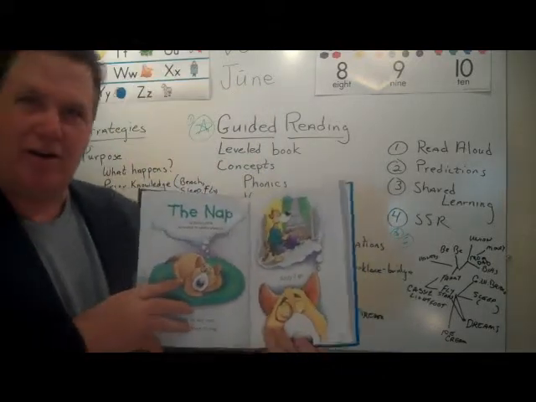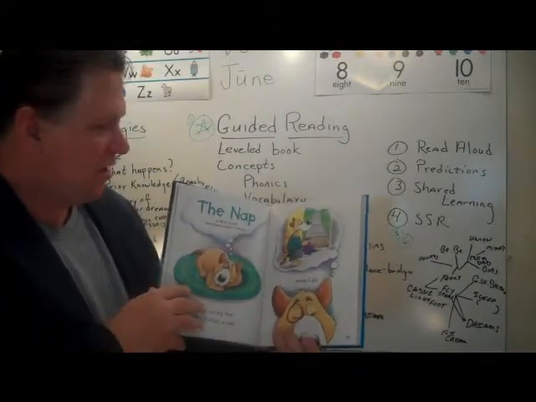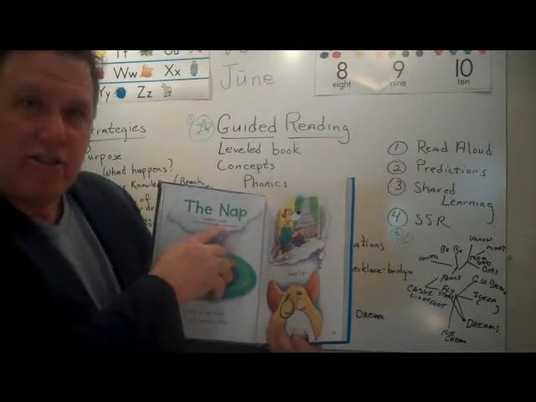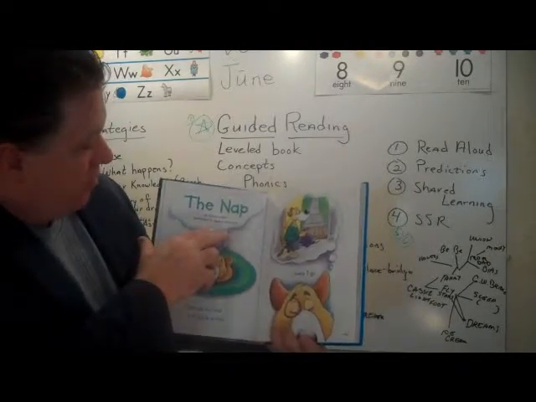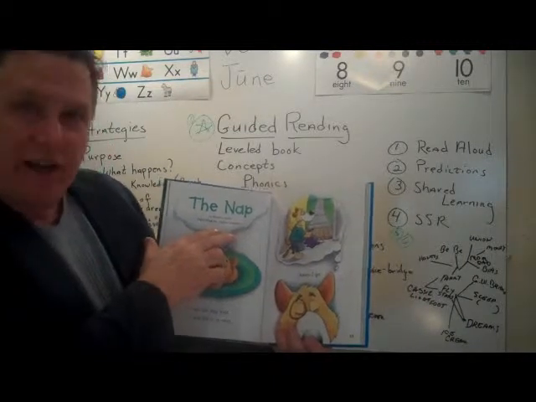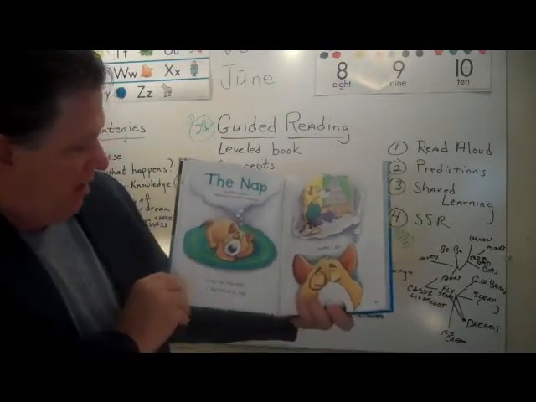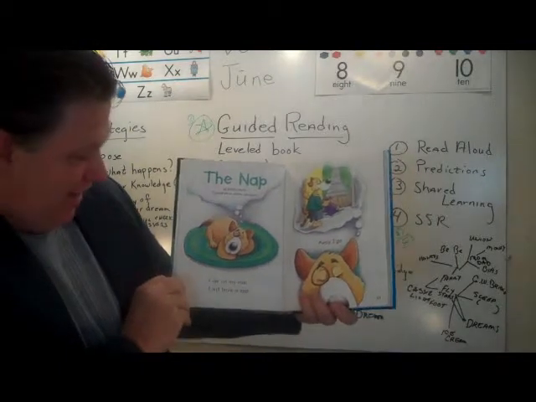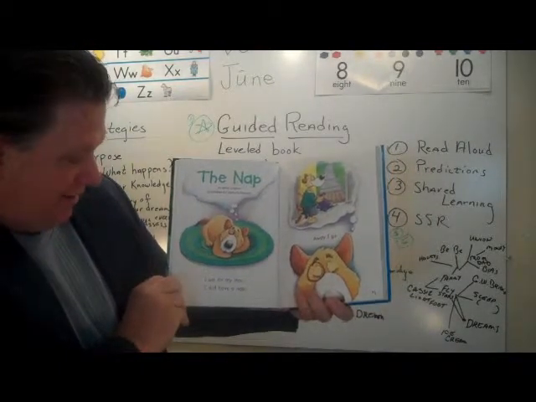First of all, the title, The Nap, by Helen Lester is our author, illustrated by Jackie Urbanovic. Okay, and our first page shows our main character, and he says, "I am on my mat. I will have a nap. Away I go."